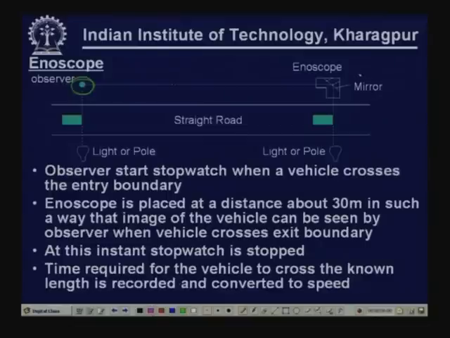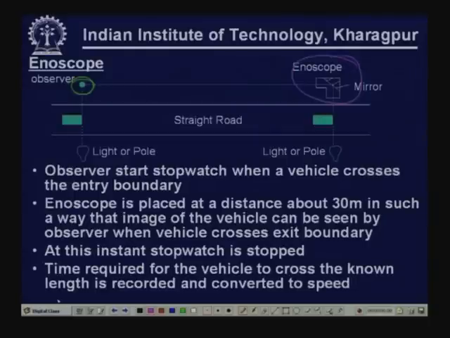equipment which is called inoscope is placed here. In inoscope, a mirror is placed which is shown here. The observer is standing here by the side of the road. So, as soon as the vehicle crosses this line, the stopwatch is pressed, and the moment the vehicle crosses this exit line, the image gets reflected in the mirror, and from the inoscope the observer can see that vehicle is crossing that line. So, immediately he presses the stopwatch again. So, the time interval is noted, and that is the time of travelling this distance by the vehicle. Now, once you know the travel time over this short stretch, accordingly the speed may be calculated.